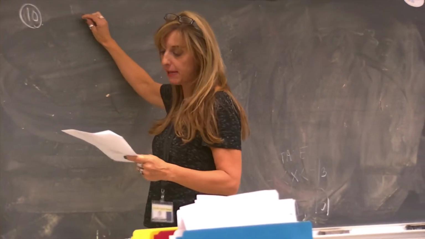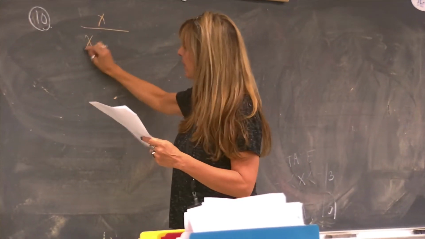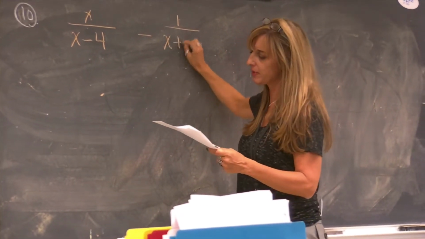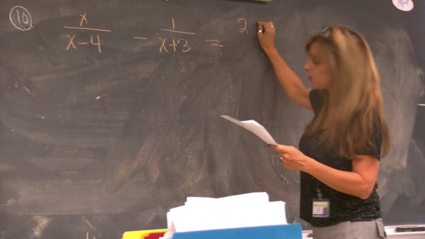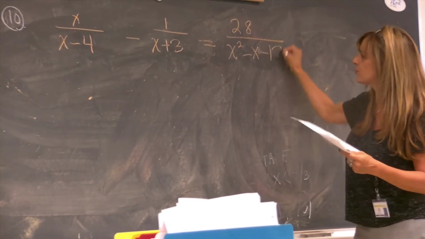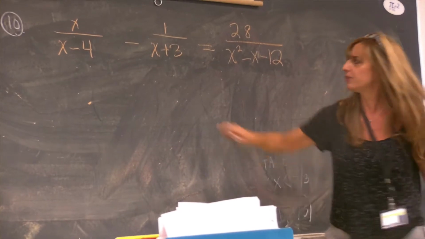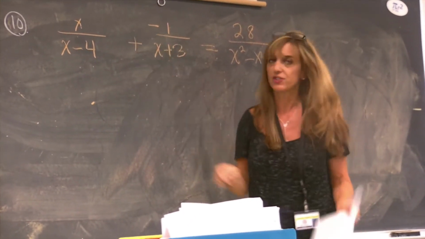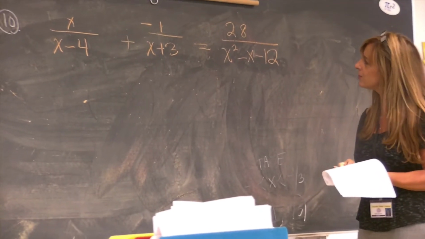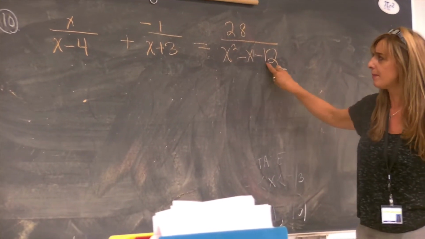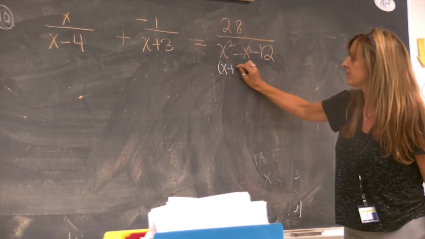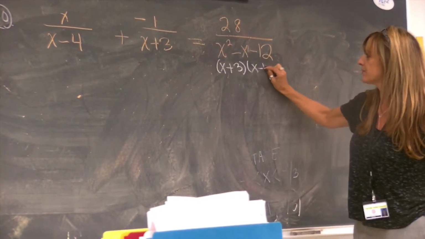Okay, here we go. Number 10. x over x minus 4, subtract 1 over x plus 3 equals 28 over x squared minus x minus 12. The first thing I think I'll do is this, add the opposite, just so I remember that that 1 is negative. Then I think I'll factor this denominator so that it looks like the other denominators. So I'm going to factor this and write x plus 3, x minus 4.